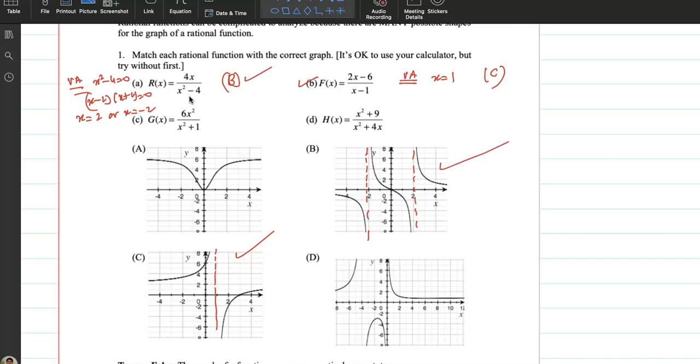And then C. This one: 1 and minus 1. x squared plus 1 is equal to 0, so it can only be... no, wait, no equation. So no vertical asymptote. No vertical asymptote, so that's A. This doesn't have a vertical asymptote because it has no asymptote.